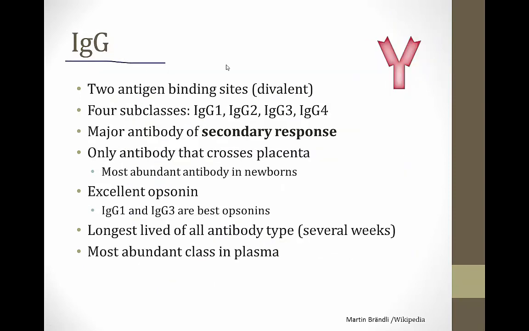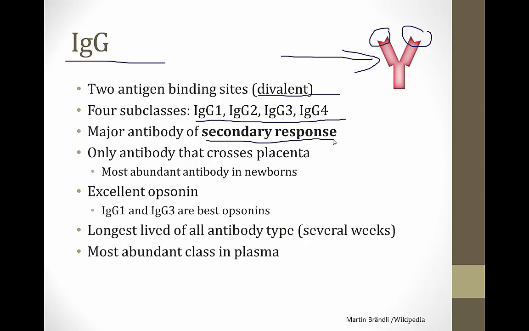IgG is a monomer. This is a picture of IgG right here. It's not a pentamer like IgM. It has two antigen binding sites. It's called a divalent antibody for that reason. There are 4 subclasses of IgG called IgG1 through 4. And this is the most important antibody in a secondary response.